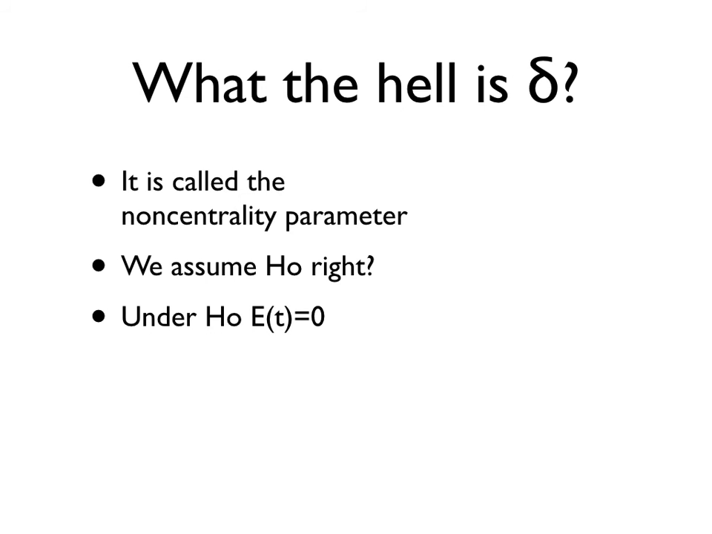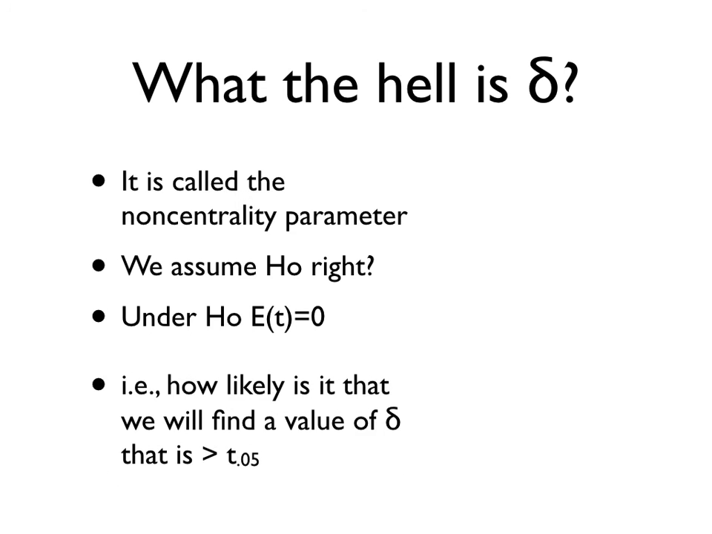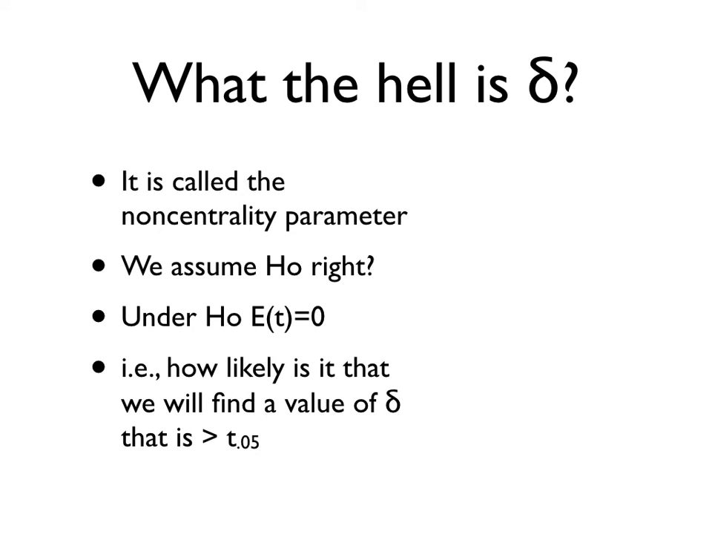If we did the experiment over and over and over again, there's going to be sampling error, but over and over again, the expected value, the long-term running average, should be zero. So all the non-centrality parameter is, it's basically the same as T, but saying the difference is D, big, 0.5, 0.8, whatever. How likely is it that we'll find a value of delta, in this case, which is greater than the critical value for T, 2.05?